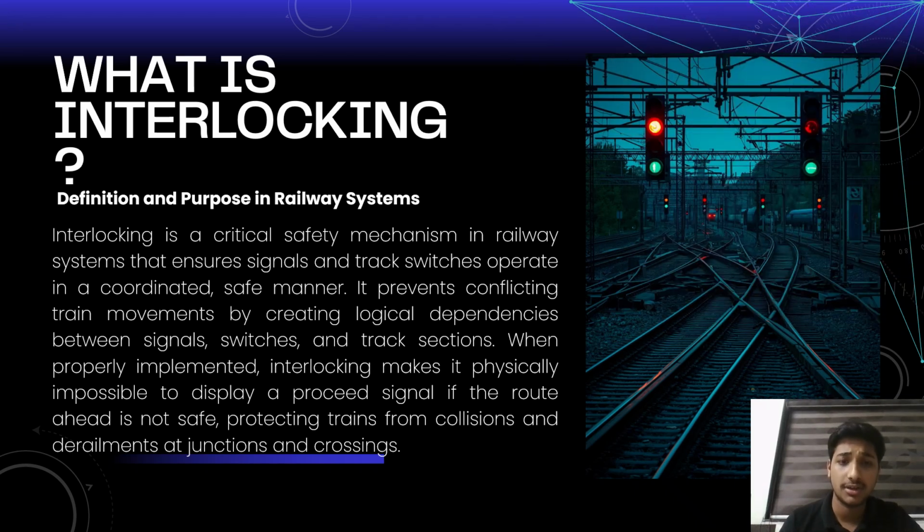Interlocking. What is interlocking? Interlocking is a safety mechanism used in railway systems. It ensures that signals and track switches operate in proper conditions or proper coordination. Basically, it acts like a safety lock between different tracks. It makes sure that two trains are not allowed to use the same track at the same time. This helps in preventing collisions and ensures smooth railway operations.